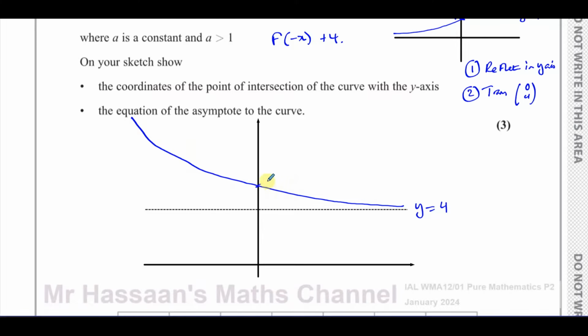Okay, it's going to go through (0, 5). So we can put (0, 5) here as a coordinate, and y equals 4 is the asymptote. This is the x-axis, this is the y-axis. Okay, so that's the 3 marks for this exponential curve, which is reflected in the y-axis and shifted up by 4 units. So there's the answer to part A.